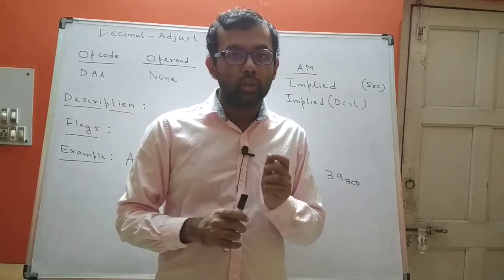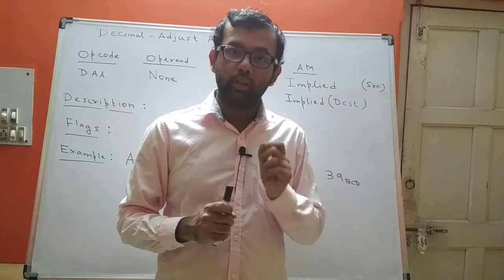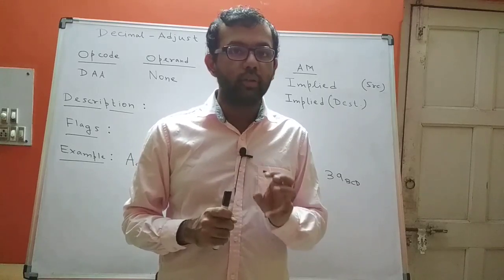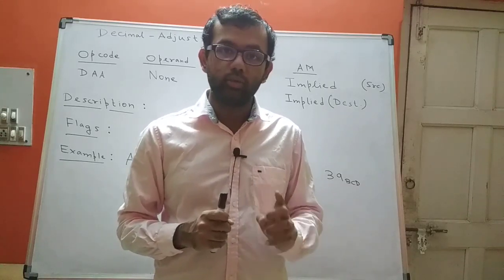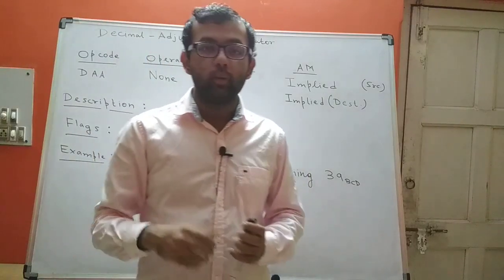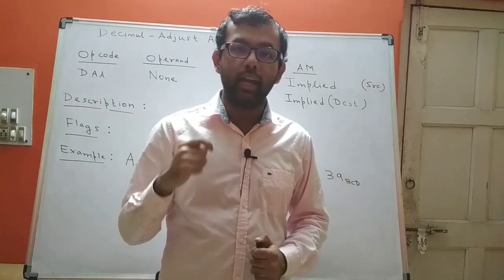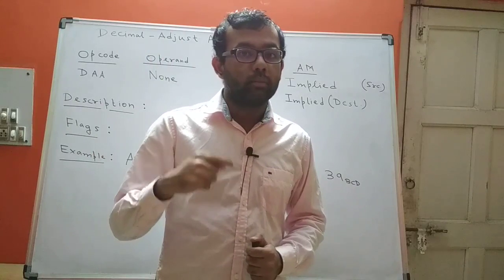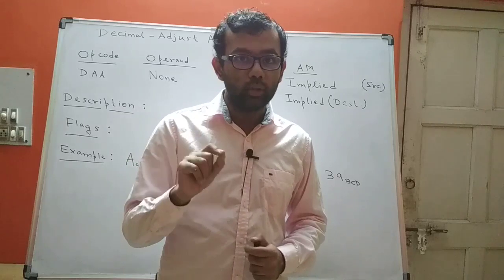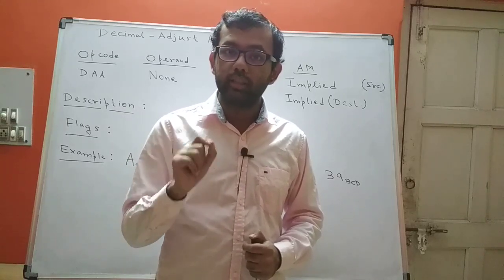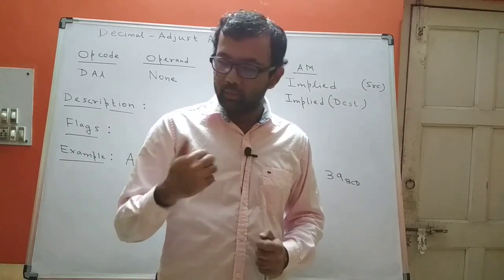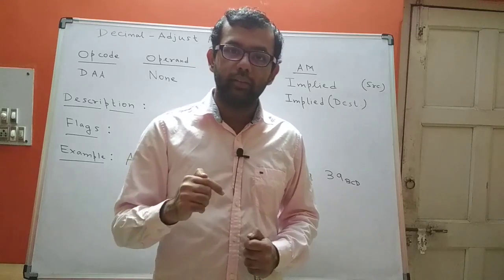So in order to transform an invalid BCD number to a valid BCD number, the 8085 microprocessor makes use of this instruction called DAA. That means it makes it available to us. Using this instruction, we can change an invalid BCD number to a valid BCD number. Remember, this is the only instruction which uses the auxiliary carry flag internally to carry out the check. We'll be seeing shortly how the auxiliary carry flag is made use of.